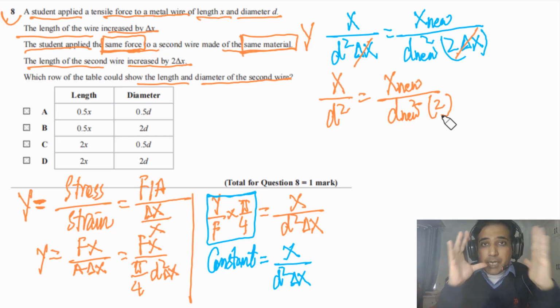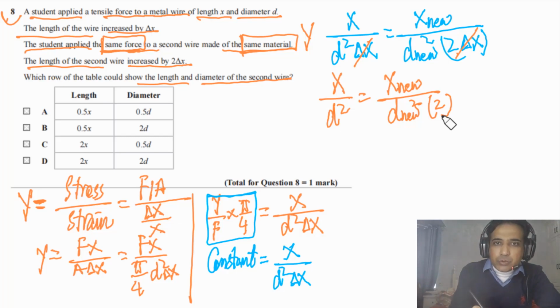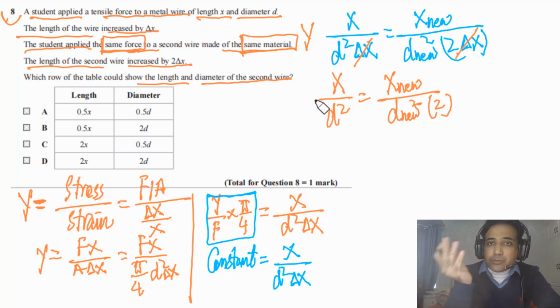That's all. This is the end of this question. Now simply what you need to do is take the given values and replace x new and d new with them. One set of values will satisfy this equation, and that is your answer.